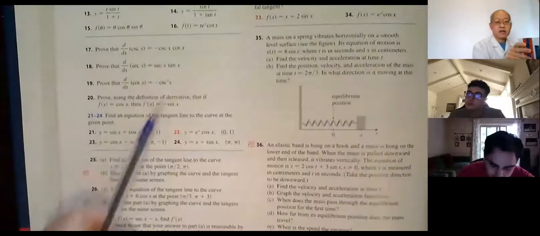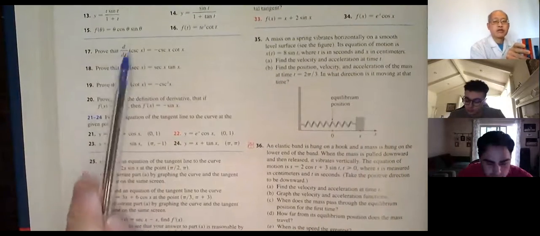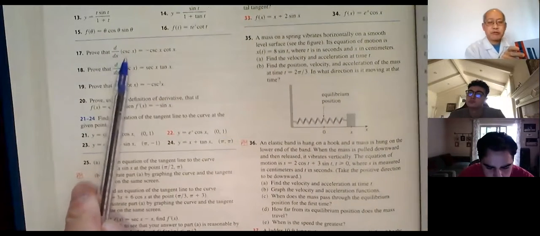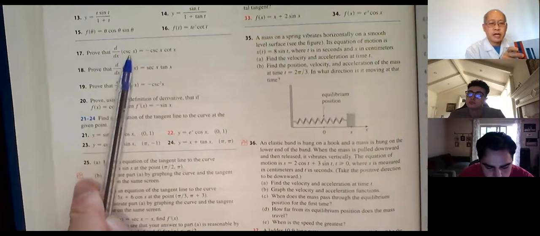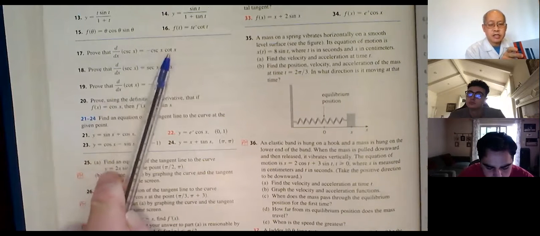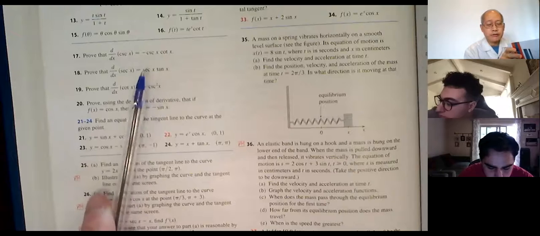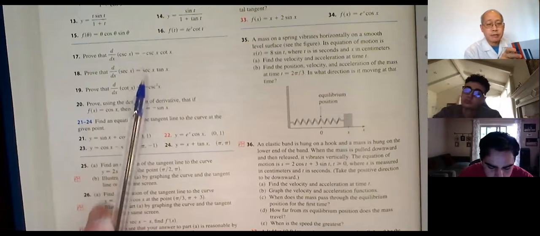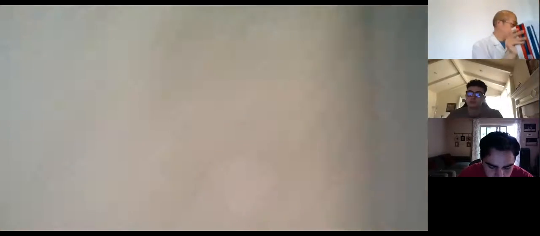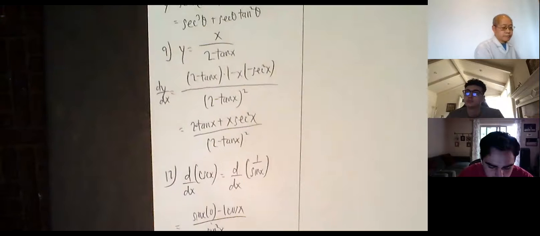Okay, and then 17 asks you to prove a derivative. Prove that the derivative of the cosecant of x is negative cosecant x cotangent x. So you pretty much just run through the quotient rule like I showed you very rapidly in that other paper that I showed you, but I'll go ahead and do that for you right now.